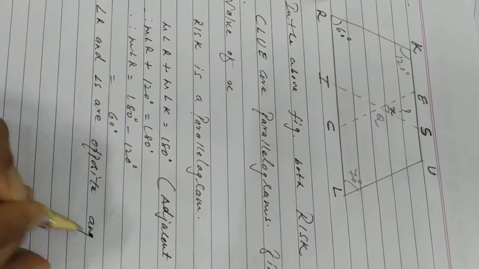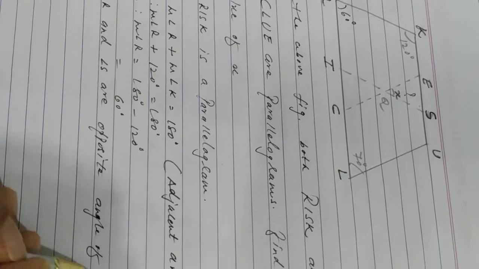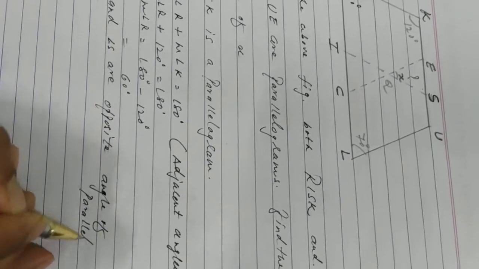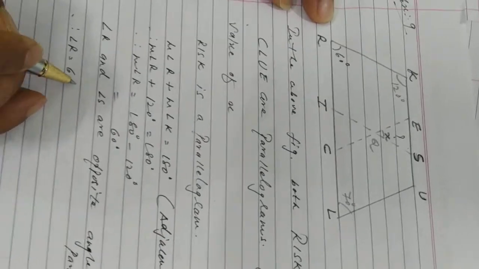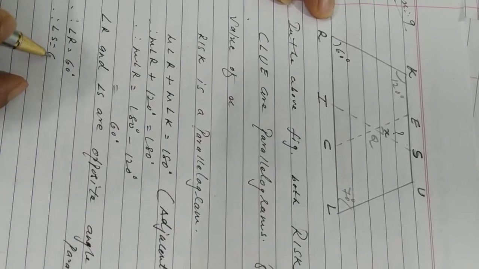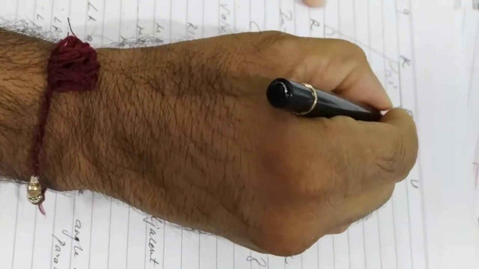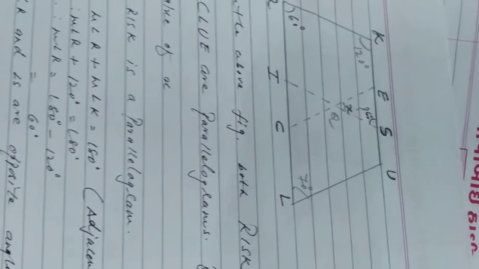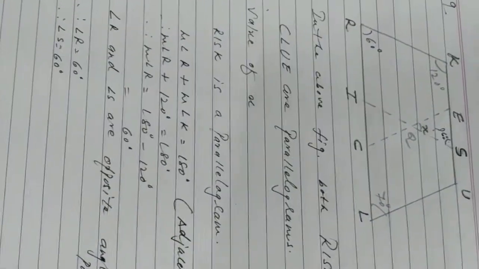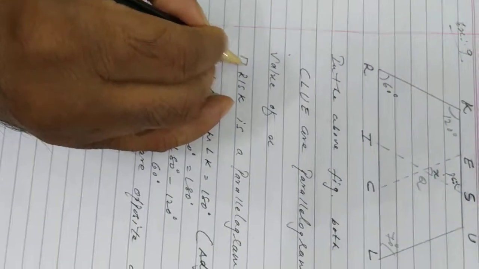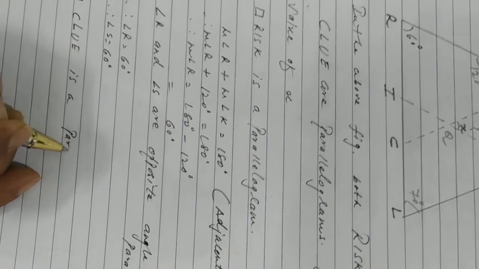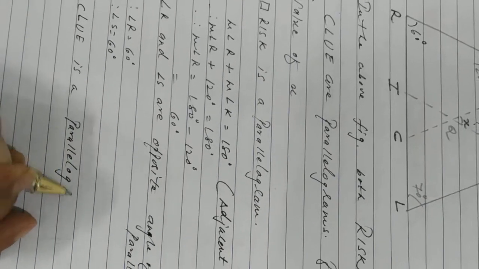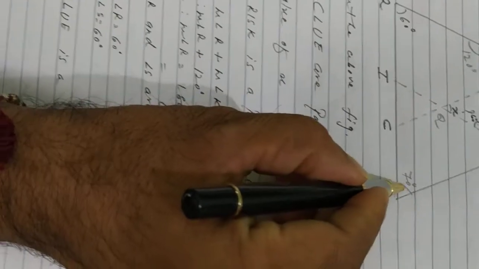Now angle R and angle S are opposite angles of a parallelogram, right? So therefore measure angle R is equal to 60 degree, therefore measure angle S is equal to 60 degree, right? So it's clear. Same way, now we'll go with the next. CLUE is a parallelogram, right?